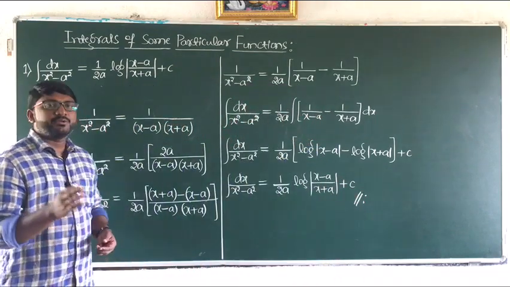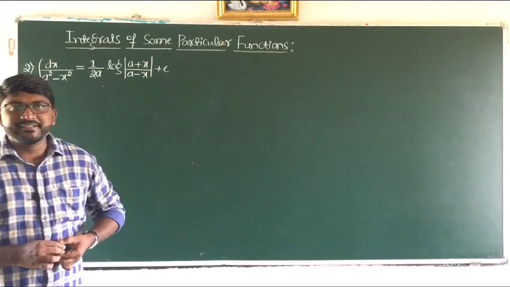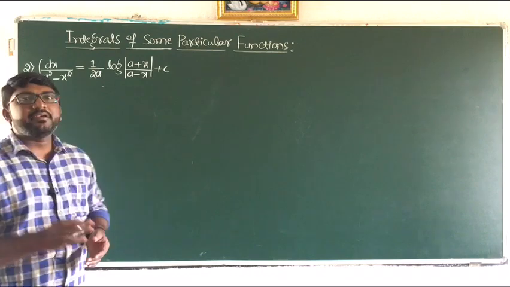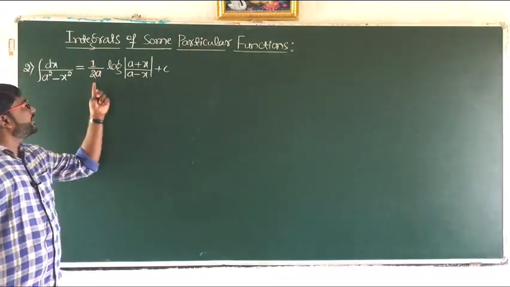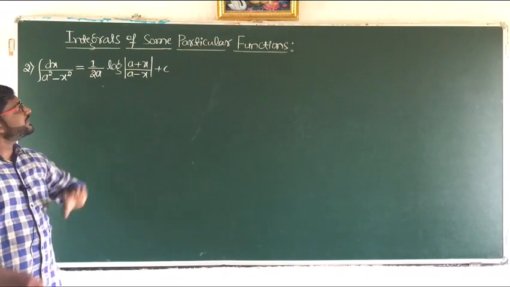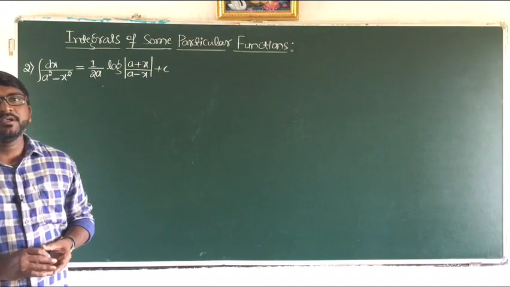Pause the video to note it down. The second standard result is integral dx by a square minus x square, which equals 1 by 2a log mod a plus x divided by a minus x plus c. This is just similar to the previous one.